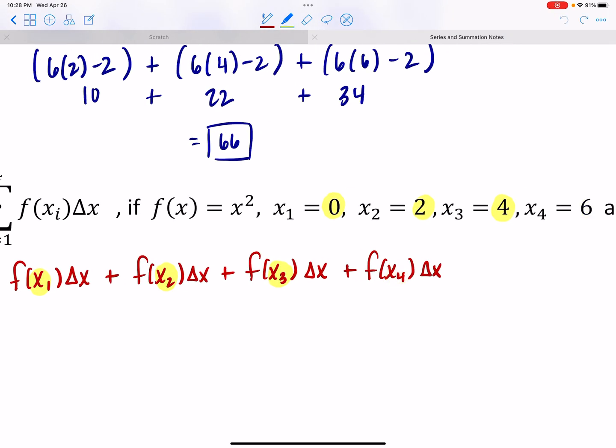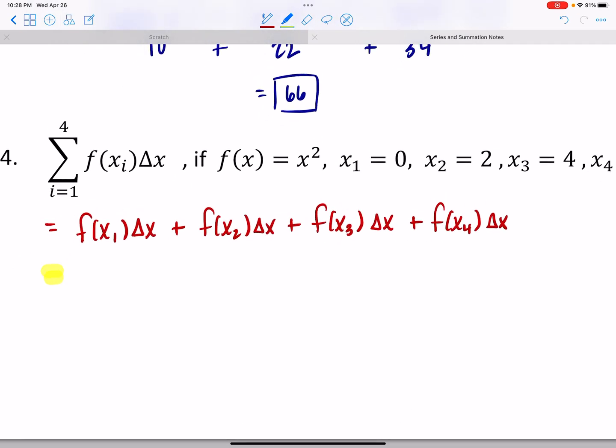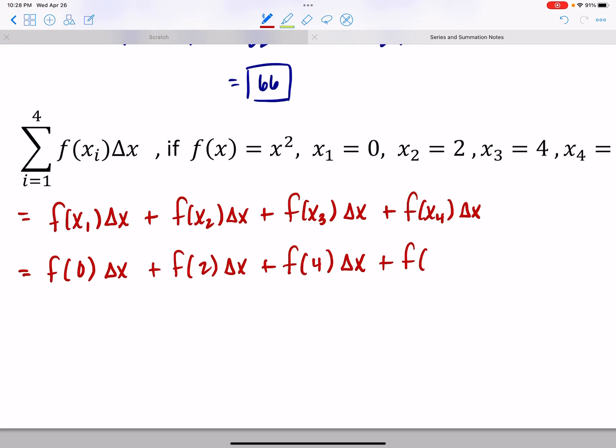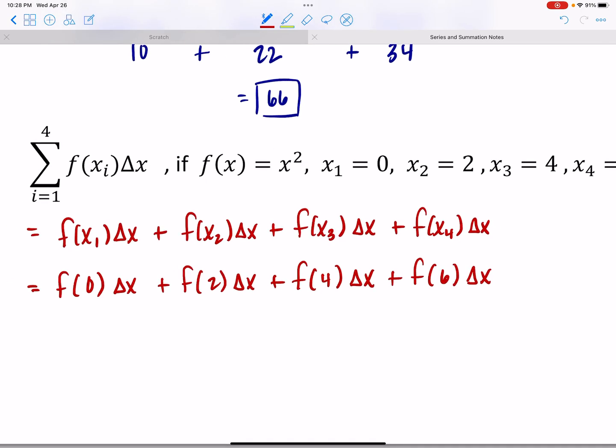So I'm going to input the 0, 2, 4, and 6, and then I'll take the next step from there. So that's still my highlighter. How about a pen? Okay, so this will be f of x sub 1 is 0 multiplied by delta x, plus f of x sub 2 is 2 multiplied by delta x, f of x sub 3 is 4 multiplied by delta x, and then f of x sub 4 is 6 multiplied by delta x.